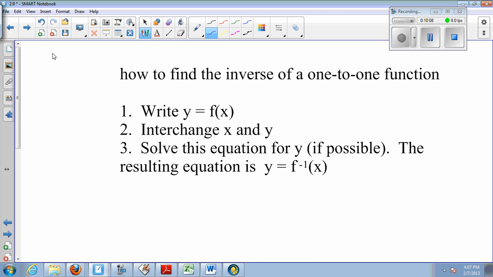So steps to finding the inverses if they are 1 to 1. We write out y equals f of x. We change where x and y are, and then we solve for y if possible. If it is possible, the answer that we get out is f inverse.